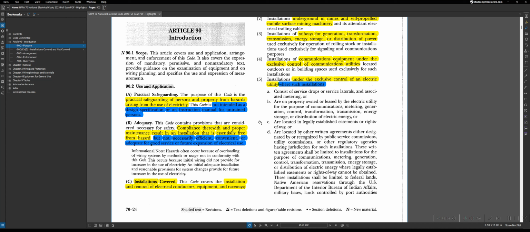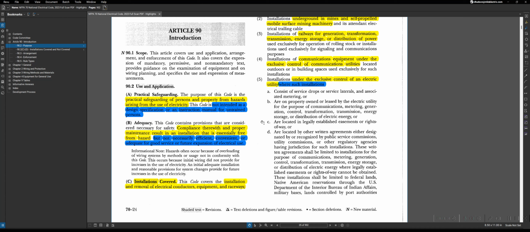It actually goes on to say it is not intended as a design specification or an instruction manual for untrained persons. So again, emphasizing this point, the intent of the NEC is not to tell you how to do work in terms of physical execution, or a how-to guide or instruction manual. It is entirely for the protection of personnel.